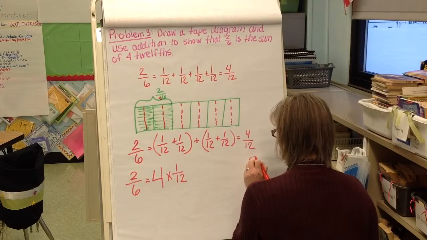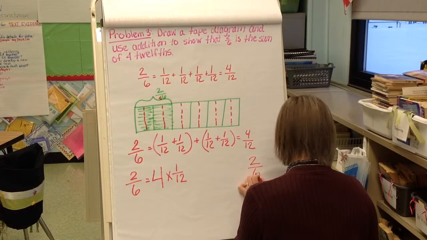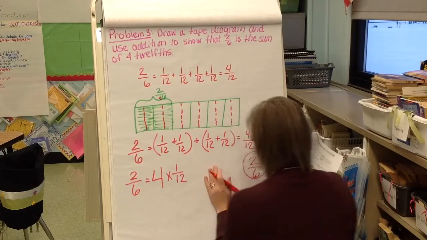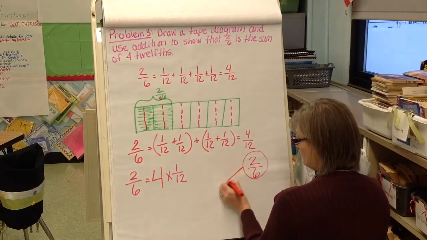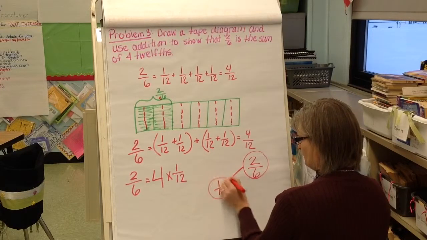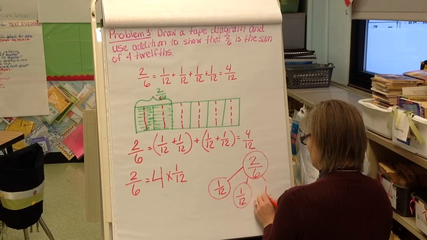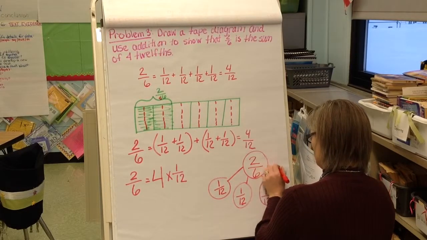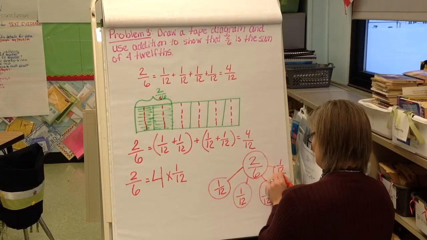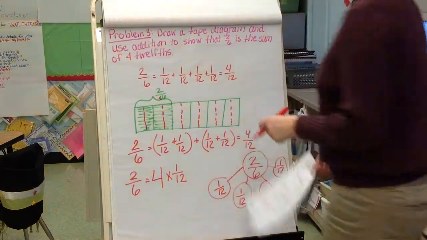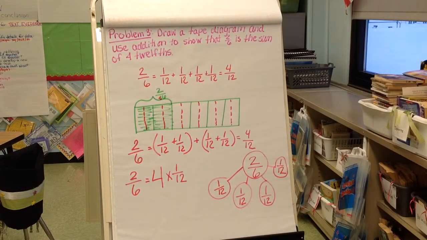I can also draw a number bond. 2/6. Okay, and I'm going to use the unit fraction. The unit fraction equivalent is 1/12, and we need 4 of these. 1/12, 1/12, 1/12. Okay, so you can see, using tape diagrams, we were able to decompose, and it let us see smaller unit fractions, and we found out their equivalents.